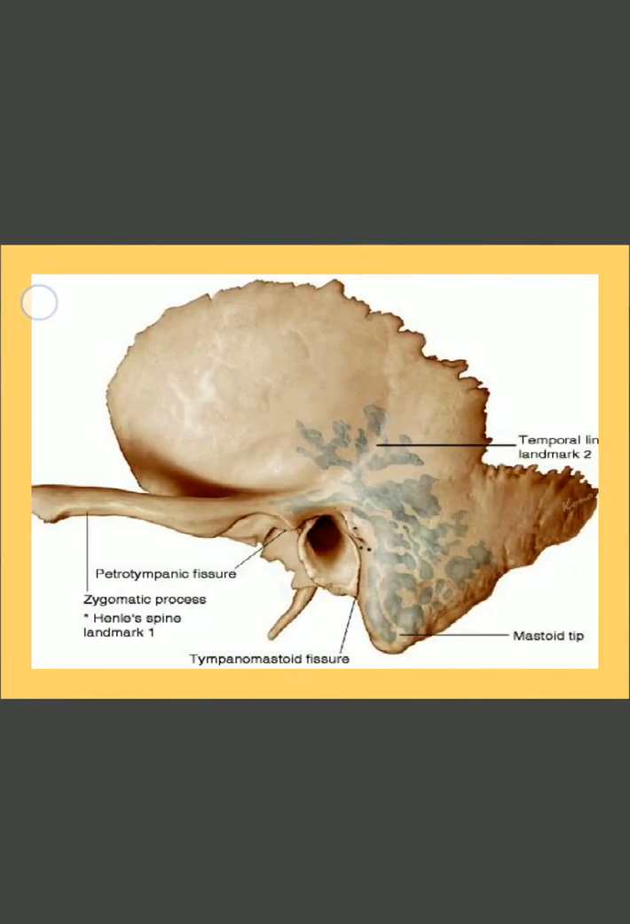In this figure, you can see the petrotympanic fissure. This is the temporal bone. This is the external acoustic meatus, the tympanic plate. Inside this temporal bone, there is a portion which is known as the petrous part of the temporal bone. So this fissure is between that petrous part and the tympanic plate. So it is known as petrotympanic fissure. So the anterior process of the malleus is attached to this petrotympanic fissure from inside with the help of the anterior ligament.